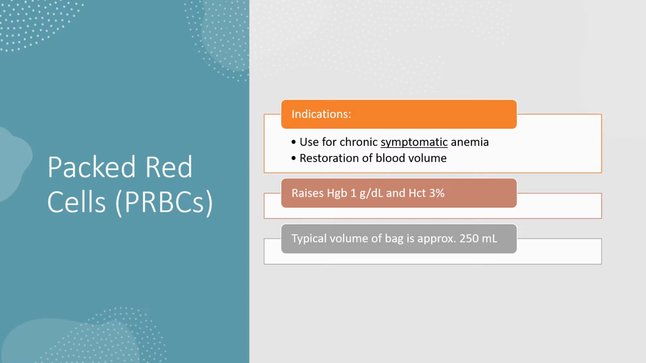Transfusion of red cells should be based on the patient's clinical condition. Indications for transfusion include symptomatic anemia, acute sickle cell crisis, or acute blood loss of more than 30% of the blood volume. One unit of packed cells should increase the level of hemoglobin by 10 grams per liter and hematocrit by 3%. Normally the volume of the bag is approximately 250 ml, but may vary at times.